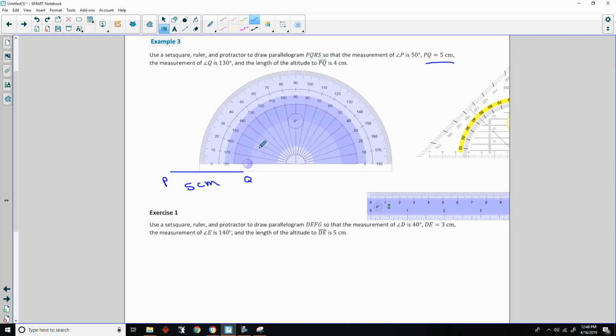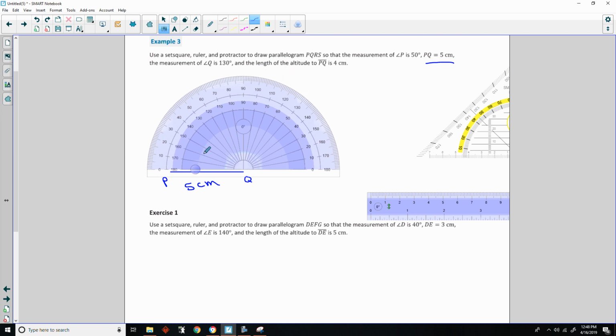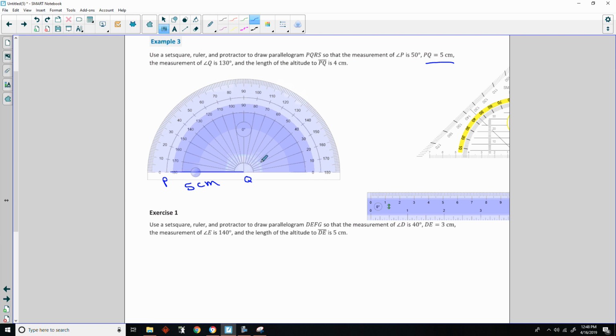I need a measure of angle Q to be 130 degrees. So I need a protractor for that. So I would put my protractor's crosshair right on Q. You see this line right here? I put it right on Q and make sure that this segment is right on that line going to the 180. So 130 degrees coming from this way is going on the outside, and 130 is right there. So I put a dot right here. That's where it's got to go. So there I mark my 130 degrees.